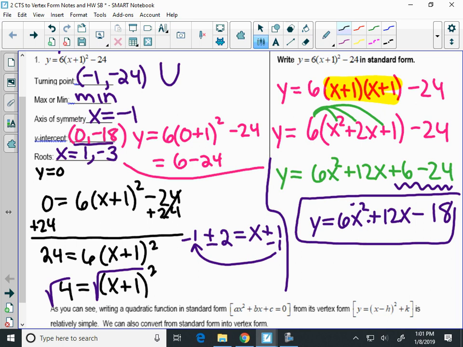That's the nice thing about standard form. We'll talk about it a little bit more later, but standard form makes it really easy to find the y-intercept because those x's are going to disappear, and it's always going to be the constant. So that's one nice thing about standard form.